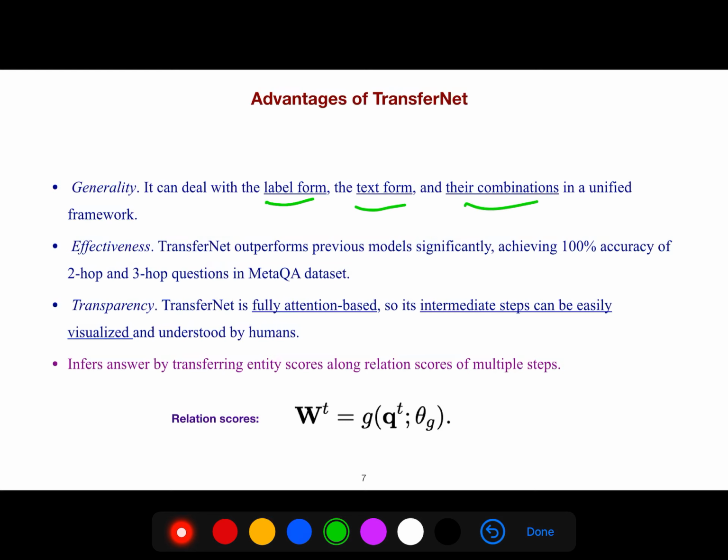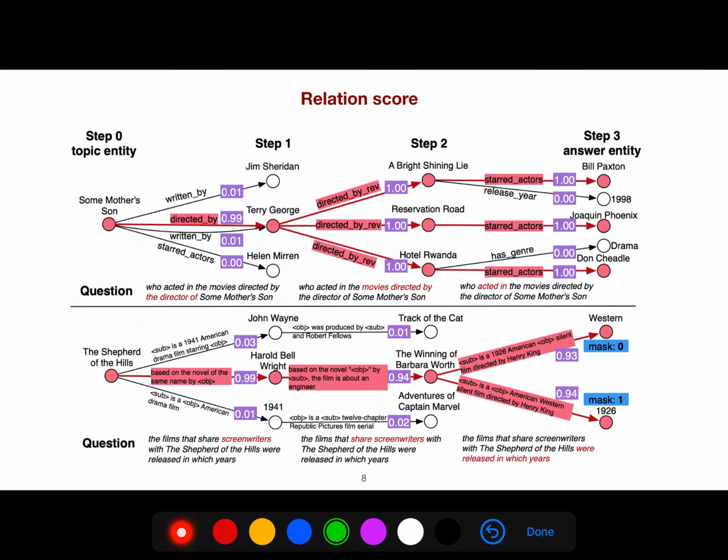It's effective because it has shown to be good for 2-hop, 3-hop questions. And also it's transparent because you can also monitor, like the previous algorithm from the same university, they care about intermediate steps for interpretability issues. And we infer answers by, so this is the relation score. I will explain it here later.